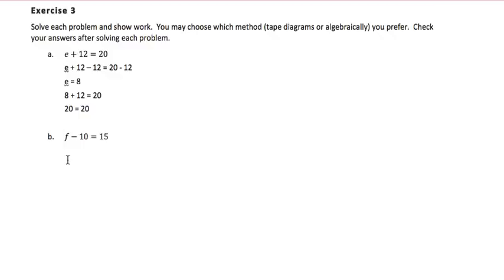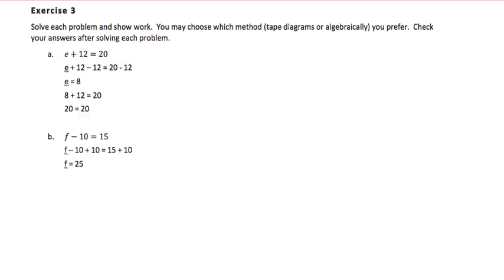In our second problem, we have f minus 10 equals 15. So I'm going to do the opposite of subtracting 10, and I'll add 10. Remember, that's because we will end up with 0, f minus 0, on the left side of the equation. So f minus 10 plus 10 equals 15 plus 10. We have to do exactly the same thing on the right side as we do on the left side. On the left, we'll end up with f, and on the right, we will have 25. So f is equal to 25.